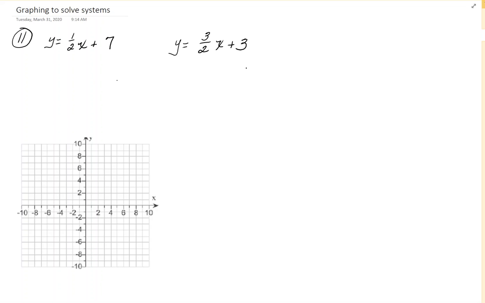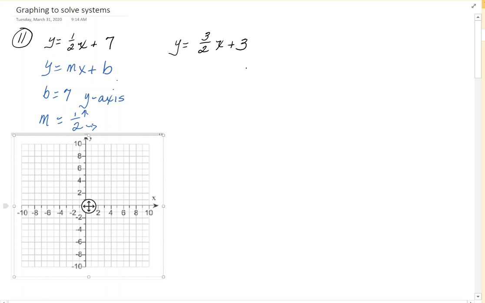All right, the first equation in number 11 is in the form y equals mx plus b. The b value is 7. That's on the y-axis. That's where you will begin, b for begin. The slope of this line, m, is 1/2. That's how you will move, m for move, and the numerator is the vertical change and the denominator is the horizontal change.